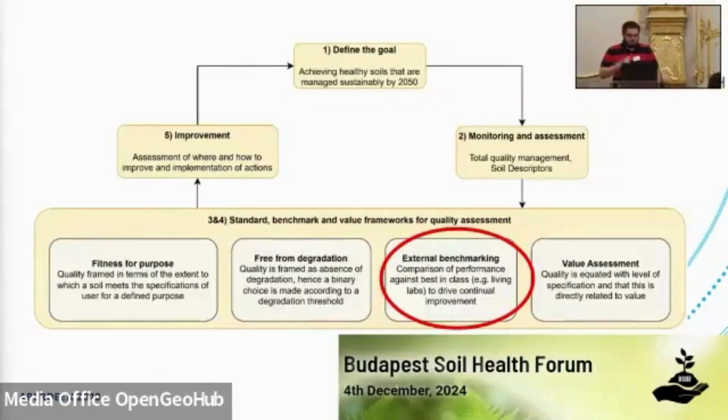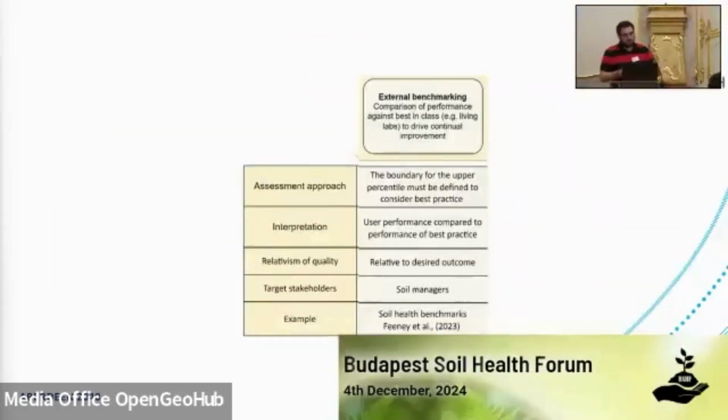The third option on this list is external benchmarking, which looks at the comparison of performance against best in class to drive continual improvement. And this goes back to my thought from earlier on that I was discussing regarding the Olympic Games. So in essence, it's the boundary for the upper percentile to be defined, considered best practice.